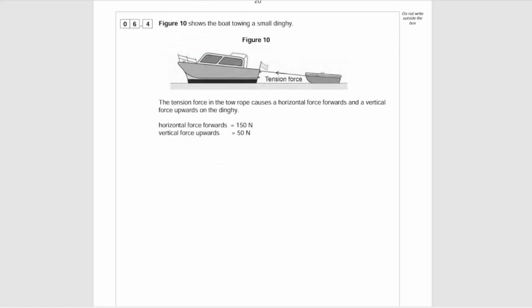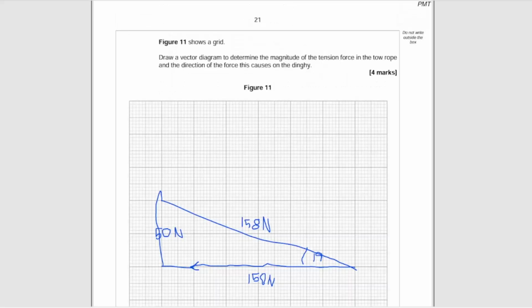Now then, moving on to 6.4. Figure 10 shows the boat towing a small dinghy. The tension force in the tow rope causes a horizontal force forwards and a vertical force upwards on the dinghy, and we're given the values of the two forces. Now, you may be asking what we actually need to do with this information.